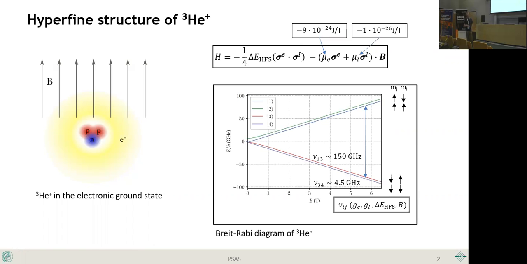Okay, and here you can see the Breit-Rabi diagram of the 3He+. Essentially, you have these 4 states. In the high field limit, they go over to just spin states of the nucleus and the electron. And essentially, by flipping the electron spin, you get transitions in the 150 gigahertz regime, which are very close to the transitions you get just for a bound electron. And then you have these smaller transitions here in the range of 4.6 gigahertz, which are mainly flipping the nucleus spin.